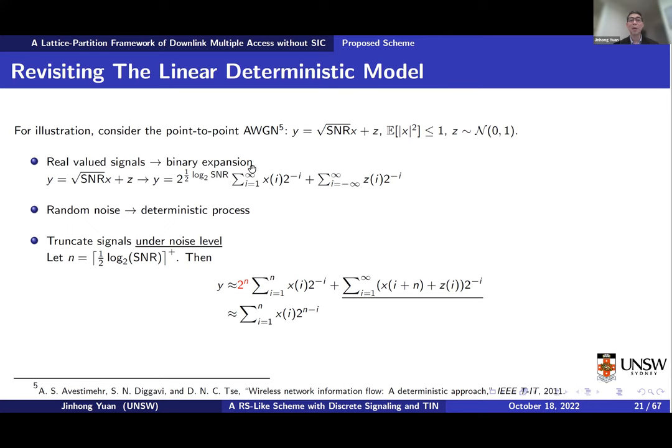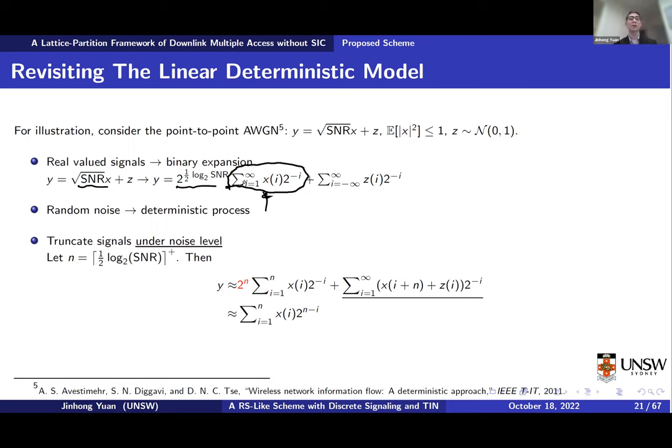using a binary expansion. Any X can be represented by this value. Assume we use a binary real-valued signal. If you use a complex one, you have another dimension. So we represent it as an R in this format. Your X is represented in this binary expansion.